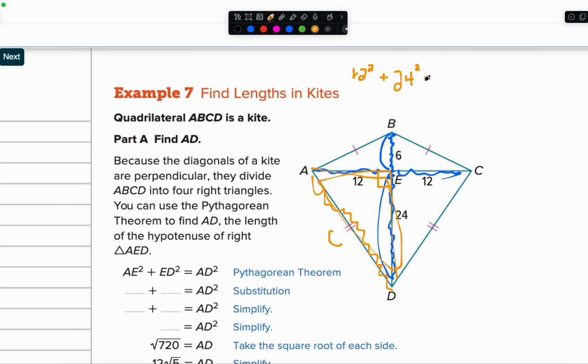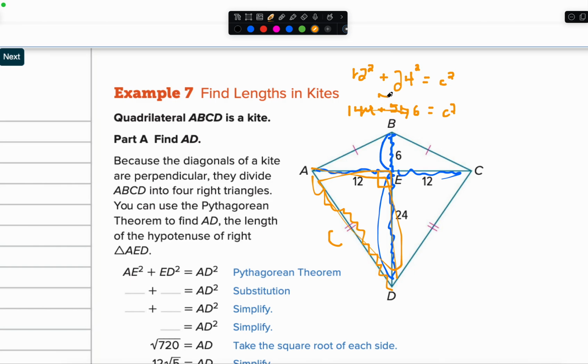24 squared. I don't know that I remember. It's like 676 or something is sticking out in my brain. I know that this is 144 plus, let me get my calculator out. I don't think that's right. 576. I was wrong. 576. And that's what c squared is. So then if I add 144 to that, I get 720.